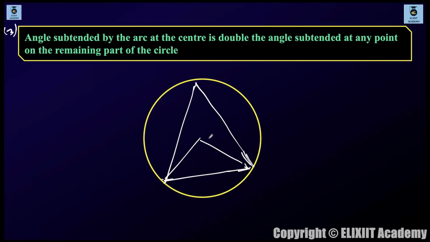So if this angle is theta, then it is saying that this angle is 2 theta. That's the meaning of this. Angle subtended by the arc. This arc is subtending an angle of theta. This arc is also subtending an angle of 2 theta over here at the center. If this is subtending an angle of theta, then this will subtend an angle of 2 theta. That's it. Angle subtended by the arc at the center is double the angle subtended at any point on the remaining part of the circle.